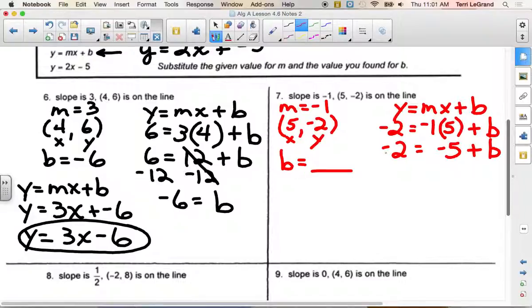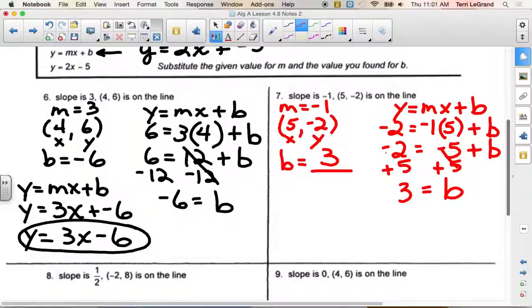Subtract 5? Add 5. Remember, we can read addition backwards. When a negative number is being added, we add its opposite. So we add 5 to both sides. -2 plus 5 is 3. And now our b is alone because these guys cancel each other out. So we can say our b is 3.